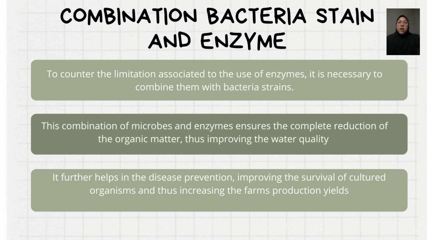Okay, last I want to explain about the combination of bacteria and enzyme. To counter the limitations associated with the use of enzyme, it is necessary to combine them with bacteria strains. The bacteria strains are necessary for fermenting the sludge after the enzyme has broken down the large sludge particles, which further creates a large surface area for easy bacterial action. This combination of microbes and enzymes ensures the complete reduction of the organic matter. This improves the water quality. It further helps in disease prevention, improves the survival of culture organisms, and thus increases the farm production yields.